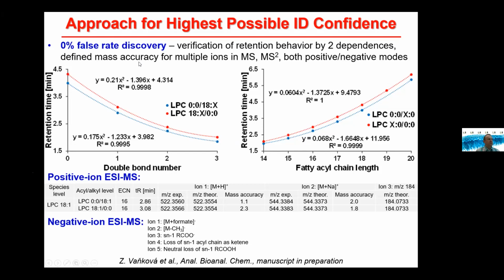Then, of course, all mass accuracies for multiple ions in MS1, MS2, and both for positive and negative mode should fulfill the criteria of the given mass analyzer. In our case, for example, better than 5 ppm. And if you do this, then you are really highly confident about your identification and you should not over-report.